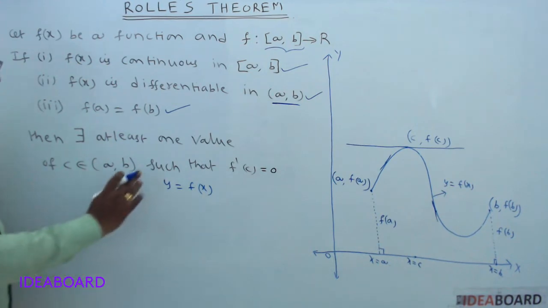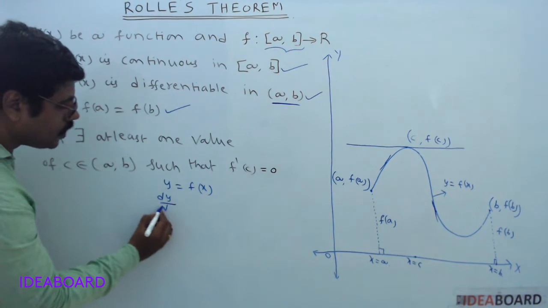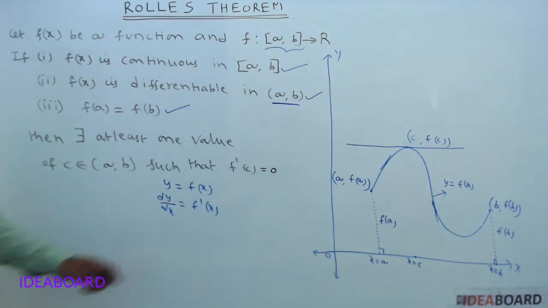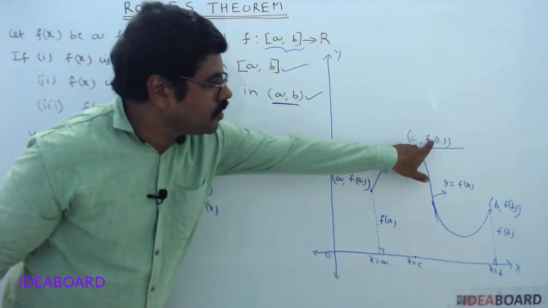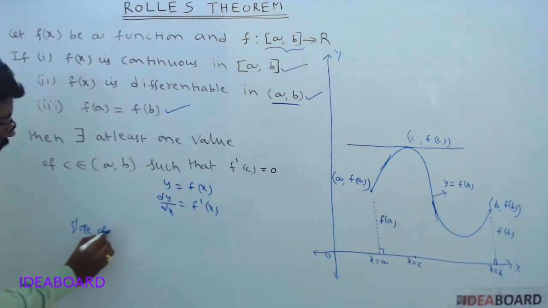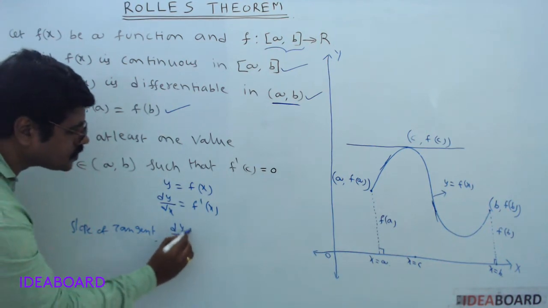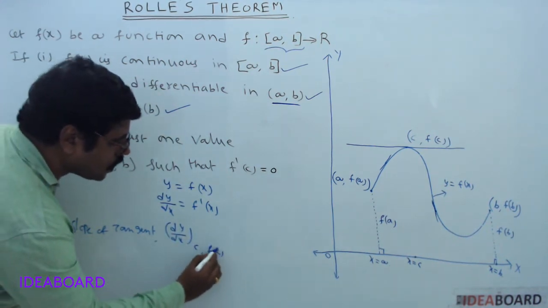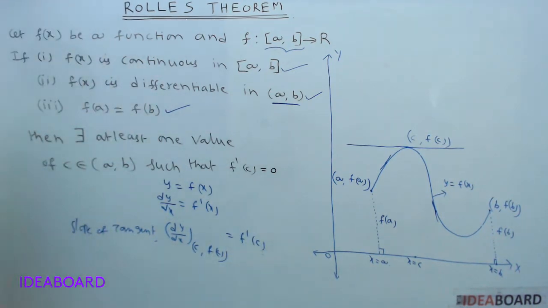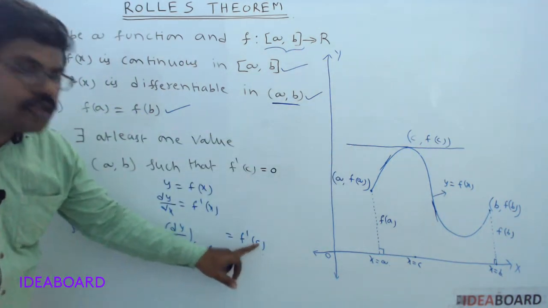Differentiate this equation on both sides with respect to x. This is dy by dx equals f dash of x. Now substituting the point c comma f of c in this derivative, that is the slope of tangent, dy by dx at the point c comma f of c equals f dash of c. So the slope of this tangent line is f dash of c.